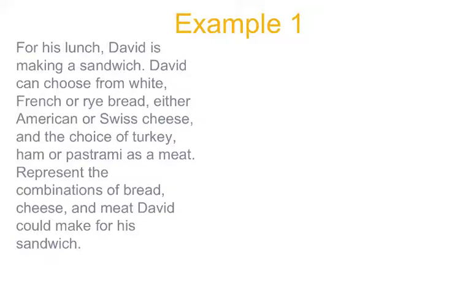All right, so we want to know all the possible options, and so we're going to do this. I'm going to color code it as we go along. And when you make a sandwich, you got to start out with your bread. So David has white, French, and rye. So I'm going to write that first. White, French, and rye.